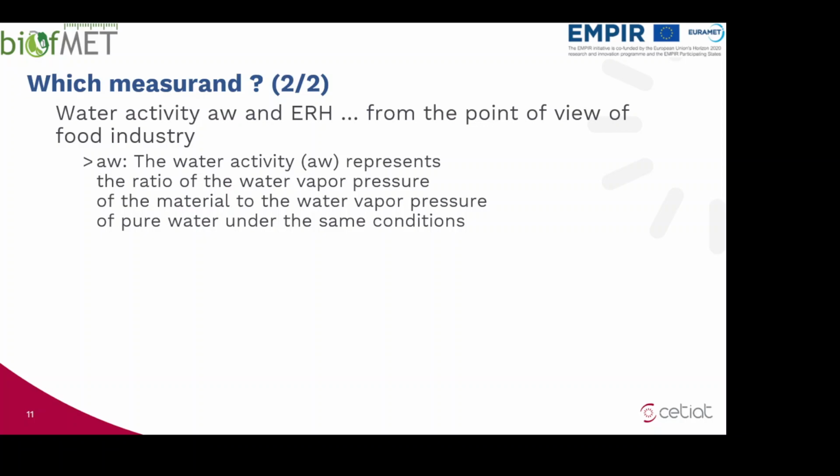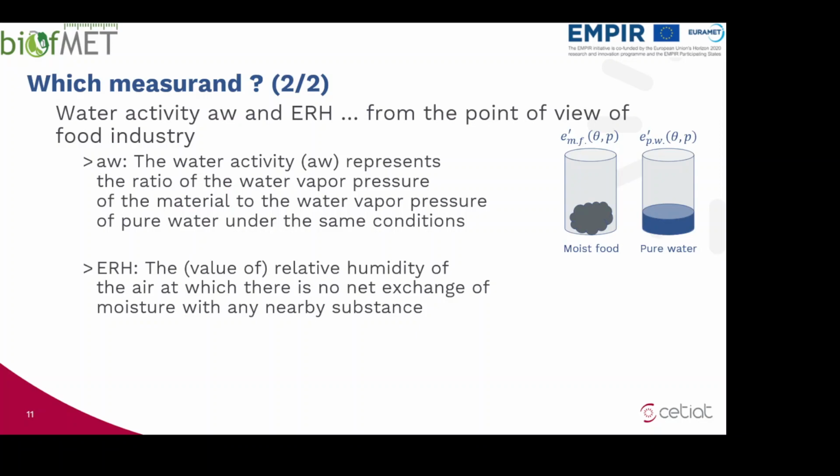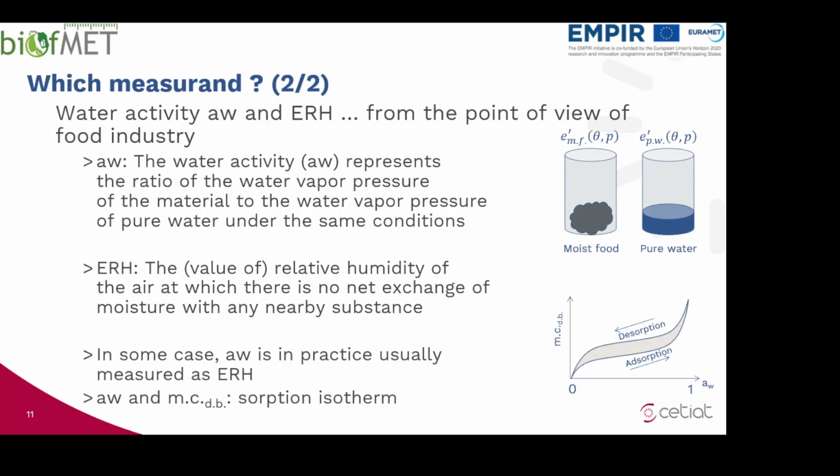On the other hand, ERH is the value of relative humidity of the air at which there is no net exchange of moisture with any nearby substance. Water activity is often measured as ERH in certain cases where water activity may represent the free water in the material being studied. By using a sorption isotherm curve, it is possible to establish a relationship between water activity and moisture content on a dry basis.